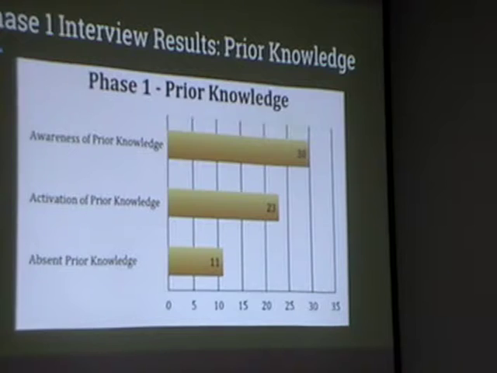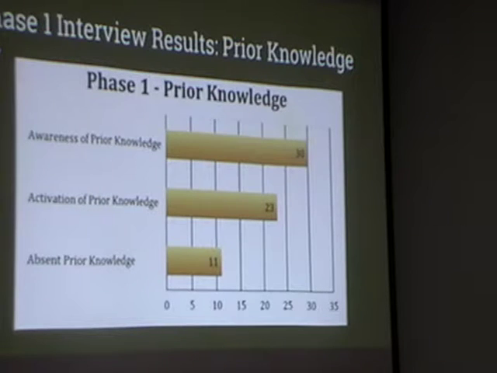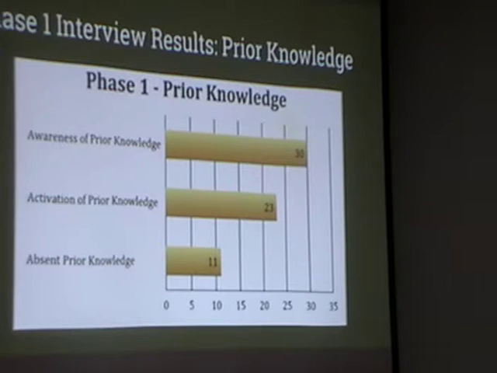Other students were only able to talk about using the knowledge without saying where it came from. So this I termed activated prior knowledge, so they're just acting with it. They don't know that they're acting with it. And then there were also moments where students were able to say, yeah, I don't know about that. That's absent prior knowledge, so they didn't have the baseline to work with there.